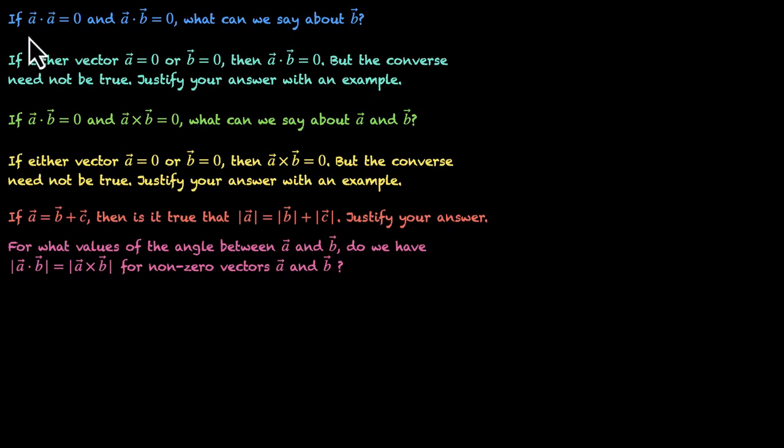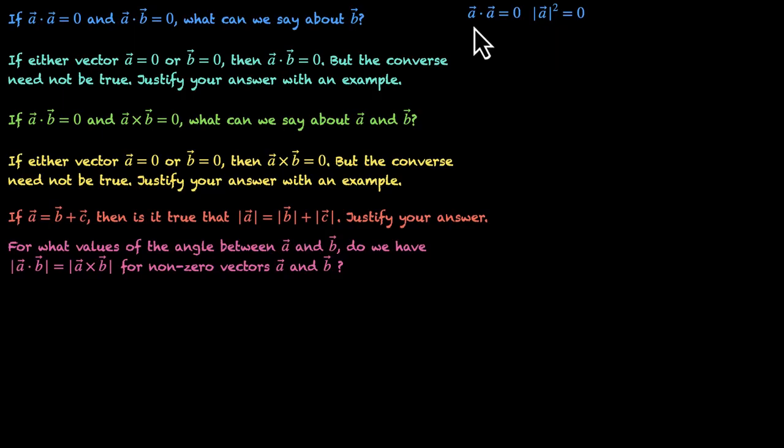The first question says, if a vector dot a vector is equal to 0 and a vector dot b vector equals 0, if both of these things are true, then what can we say about b vector? So let's think about it. A vector dot a vector equals 0 means mod of a square equals 0, because the angle between a and a, that's the same vector, is 0. Cos of 0 is 1. So this dot product becomes mod of a times mod of a. So that's mod of a square.